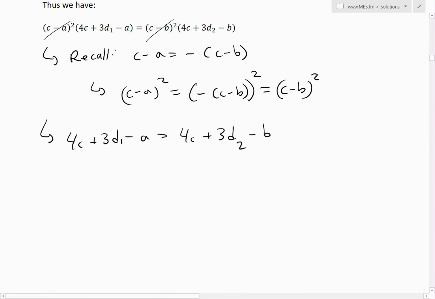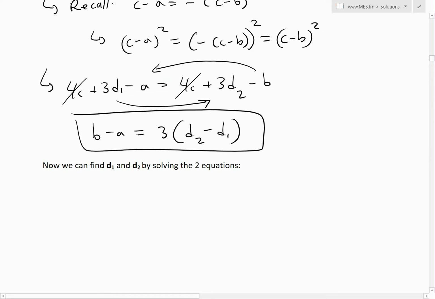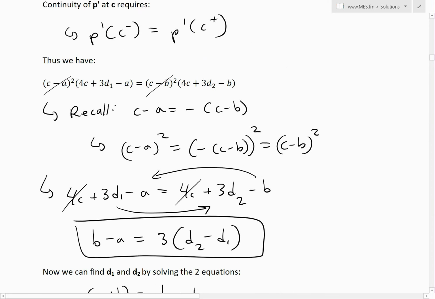And now what we're going to do is cancel out the like terms, and we're going to move the b over to this side, and this 3, we're going to move it over here. So what we get is b minus a equals 3 times d2 minus d1. And now we could just find d1 and d2 by solving the two equations. So the first one that we had was negative a plus b equals 2 times d1 plus d2. And that's the one that we had.